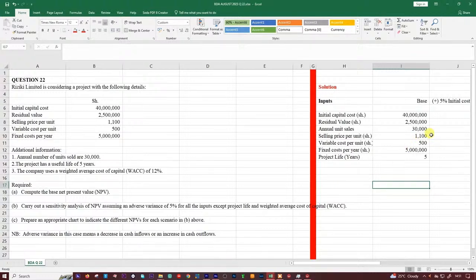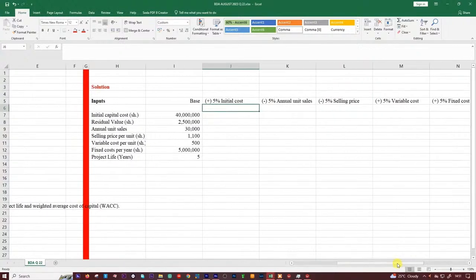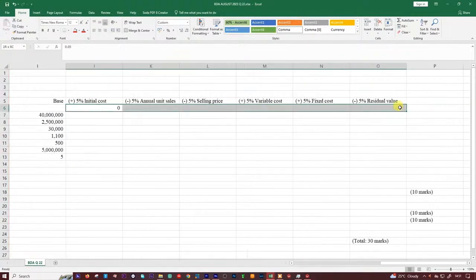So the increase in initial cost will be, we can put 5% over here because we're saying it's going to be a 5% increase. So you put just 5%, and we increase. This will all require a percentage, so allow me to put this as a percentage over here, comma format.